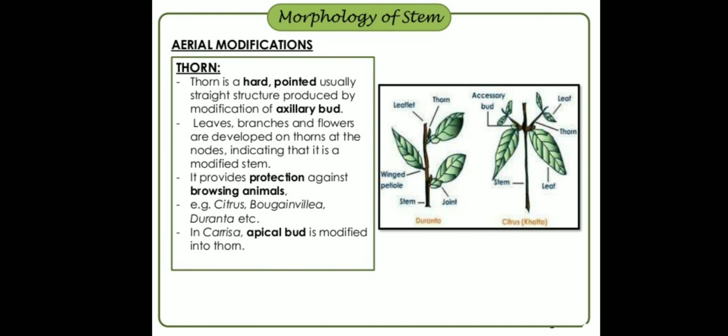The other modification is the thorn. A thorn is a hard, pointed, usually straight structure produced by modification of an axillary bud. Leaves, branches, and flowers develop on thorns at the nodes, indicating that it is a modified stem. It provides protection against browsing animals. Examples are citrus, bougainvillea, duranta, etc. And in Carissa, the apical bud is modified into a thorn. So this is about stem and its modifications.